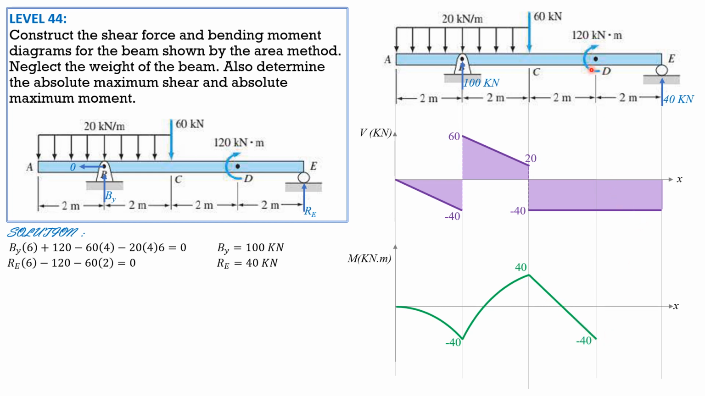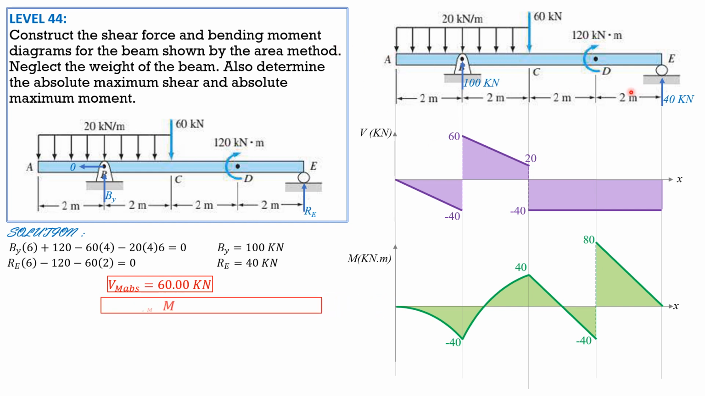Then, because we have a clockwise couple, 120, negative 40 plus 120, so positive 80. Then plus this area, which is negative 40 times 2, negative 80, constant slope, so 0. Connect with a straight line. So that's the moment diagram. And the absolute maximum shear is 60 kilonewtons, while the absolute maximum moment is 80 kilonewton-meters, and it occurs at x equals 6. So that's it for this problem.